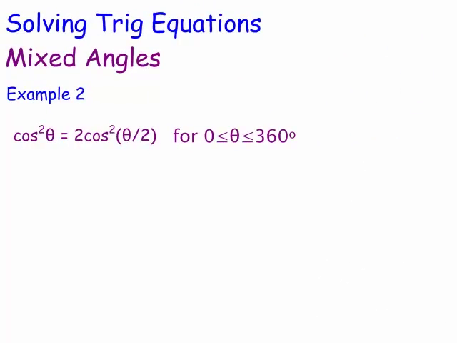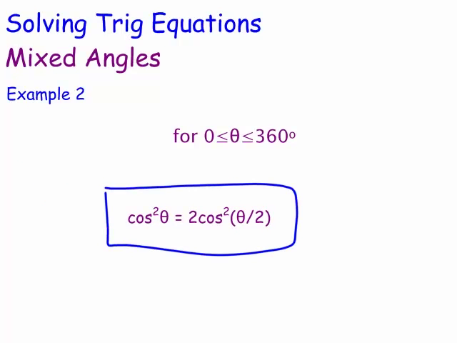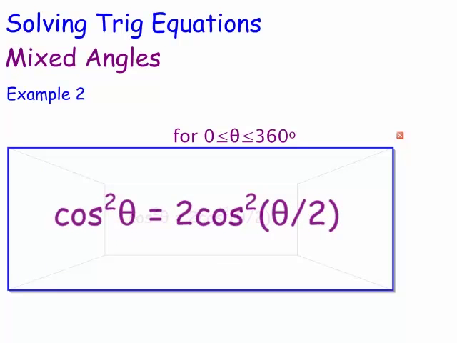Okay, here we have our second example. Let's have a quick look at that one. Okay, here it is. Let's actually have a look at it a bit larger. Now, we've got cos squared theta equals 2 cos squared theta on 2.